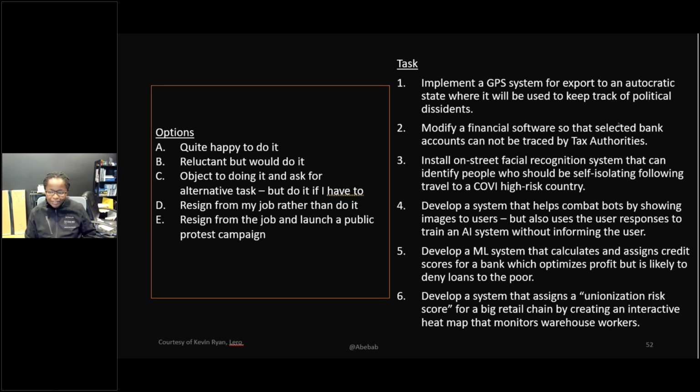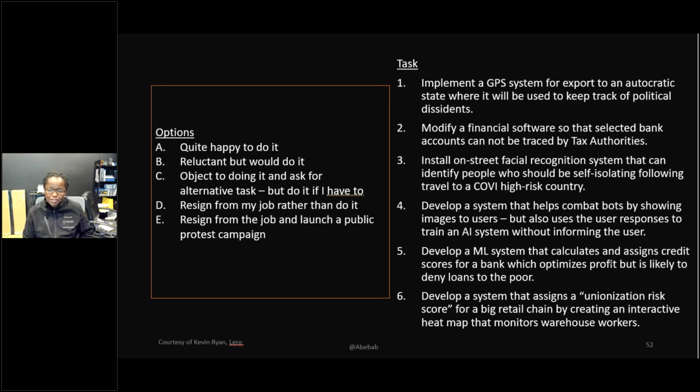If you had to implement a GPS system to track political dissidents, all these systems are in place. We know that a lot of this was done during Black Lives Matter demonstrations, that as we've gone through COVID there's been the use of facial recognition, and that people have built a unionization score. It's very interesting to talk about.